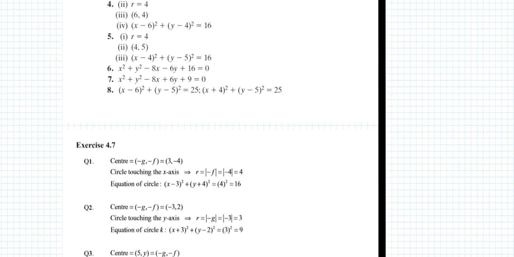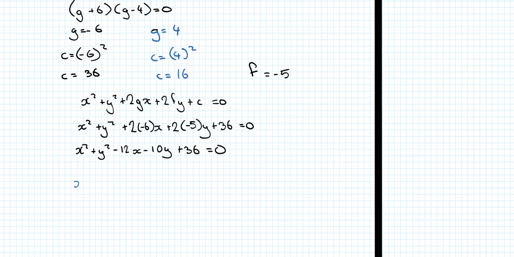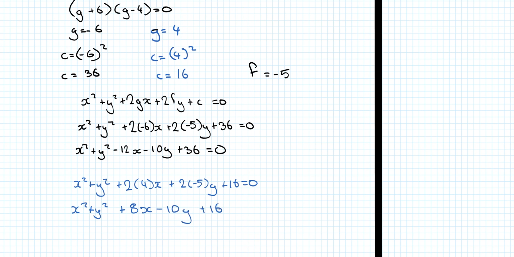And then the blue one, there we go, x squared plus y squared plus 2gx, which is 4x, plus 2 minus 5y plus 16 is equal to 0. X squared plus y squared plus 8x minus 10y plus 16 equals 0. Done. Circle 1 and circle 2. That's it for coordinate geometry of the circle.